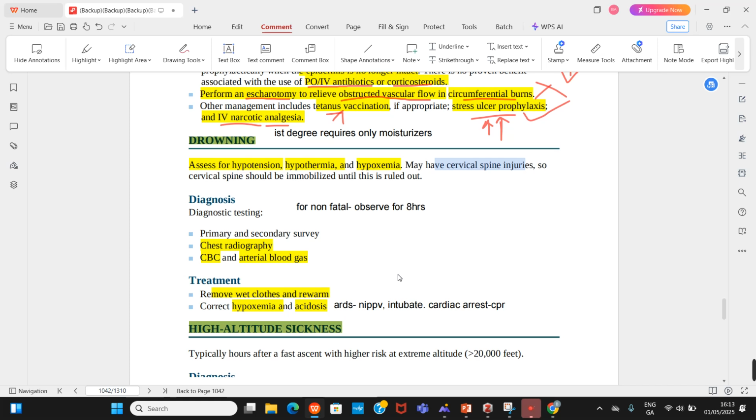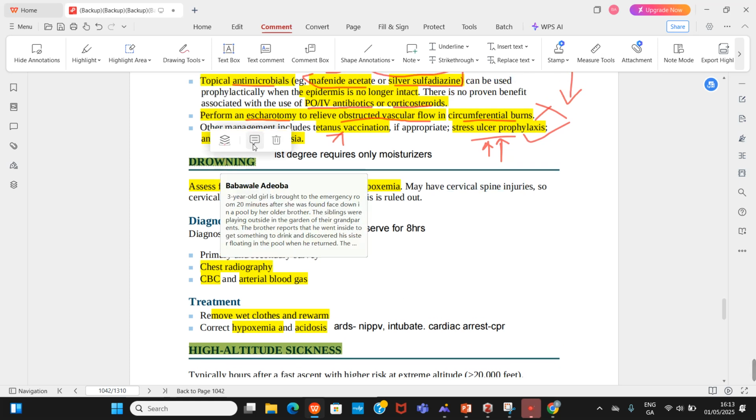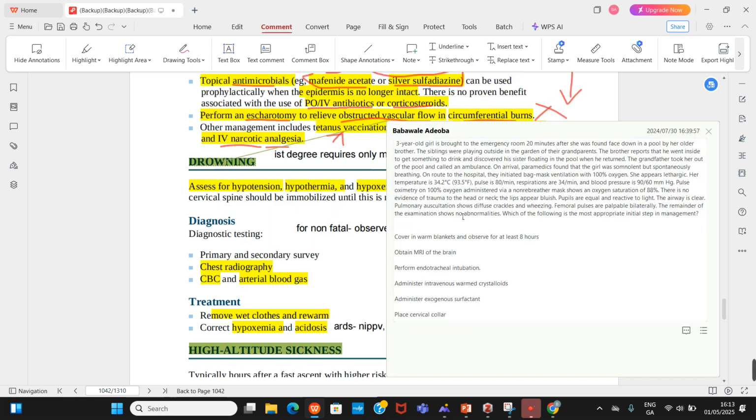Then for altitude sickness, do I have a question here? Okay, I do. This is a 3-year-old girl who is brought to the emergency department 20 minutes after she was found face down in a pool by her older brother. The siblings were playing outside in the garden of their grandparents, and the brother reports that he went inside to get something to drink and discovered the sister floating in the pool when he returned. The grandfather took her out of the pool and called an ambulance.